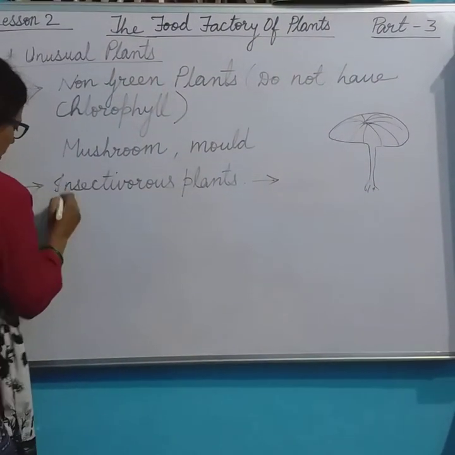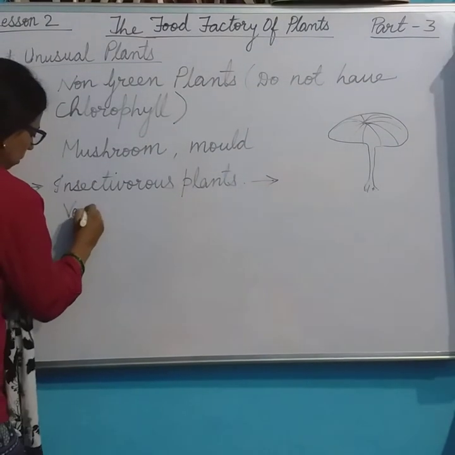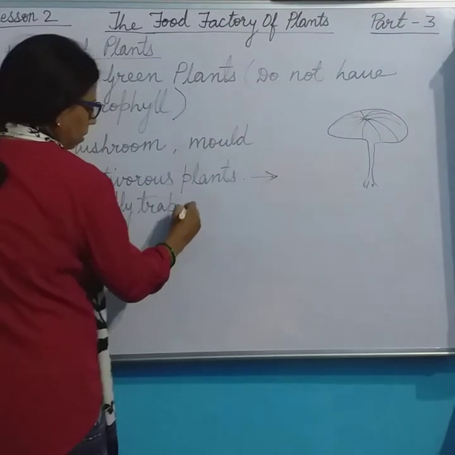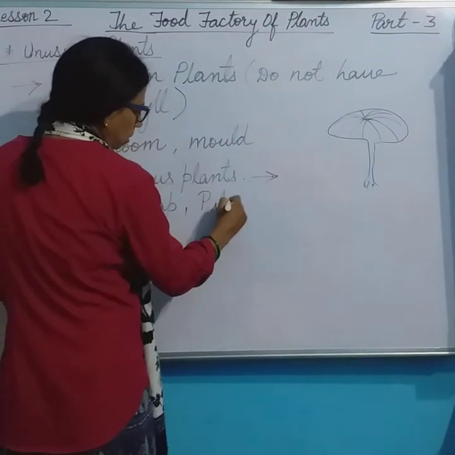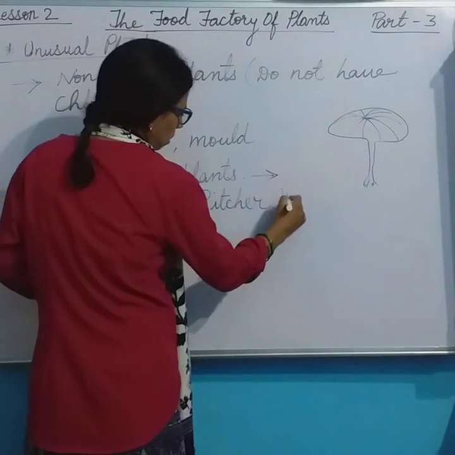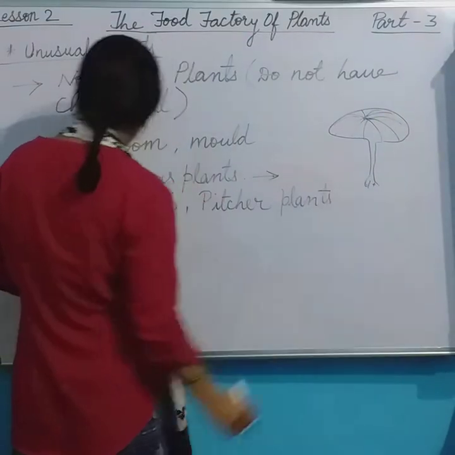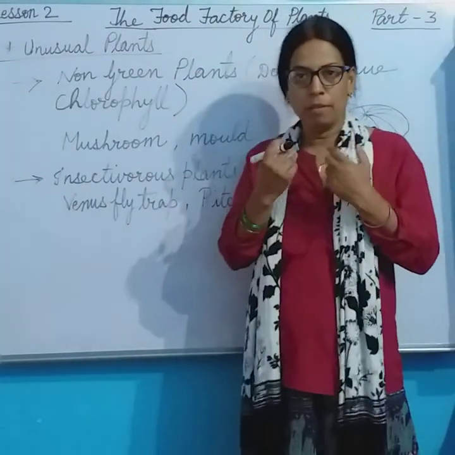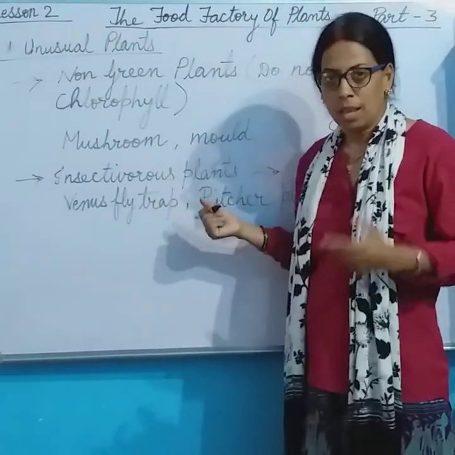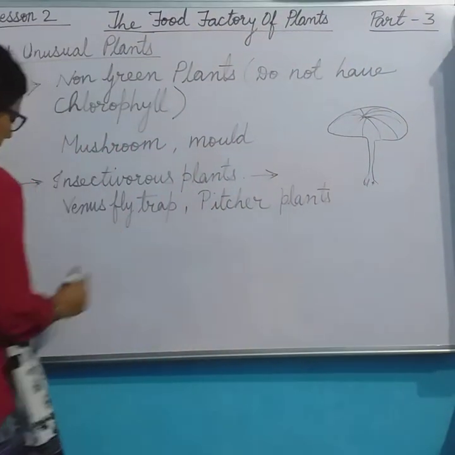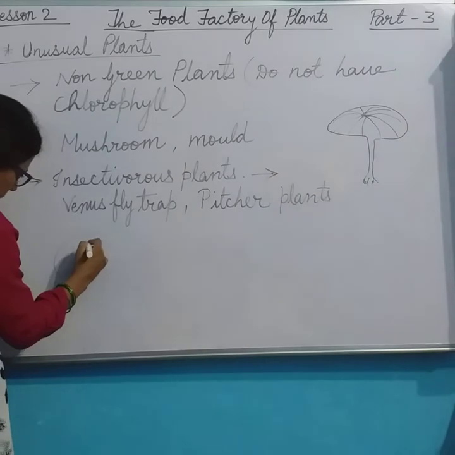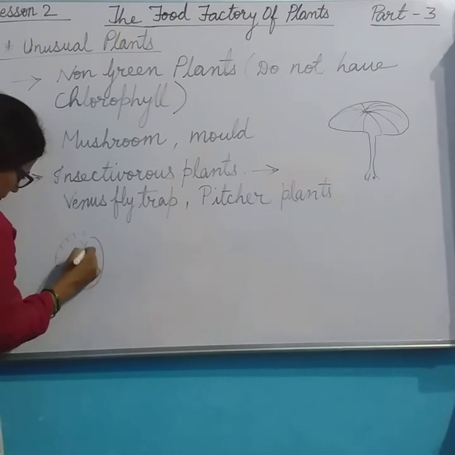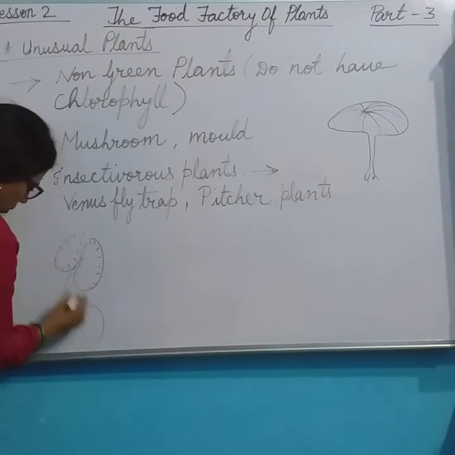Like Venus flytrap, then pitcher plant. These plants come under the category of insectivorous plants. Now, how do they eat insects? Do they have a mouth, like we are having a mouth, to eat insects? I'll explain that. The Venus flytrap plant is somewhat of this shape. Try to understand this. Somewhat of this shape.